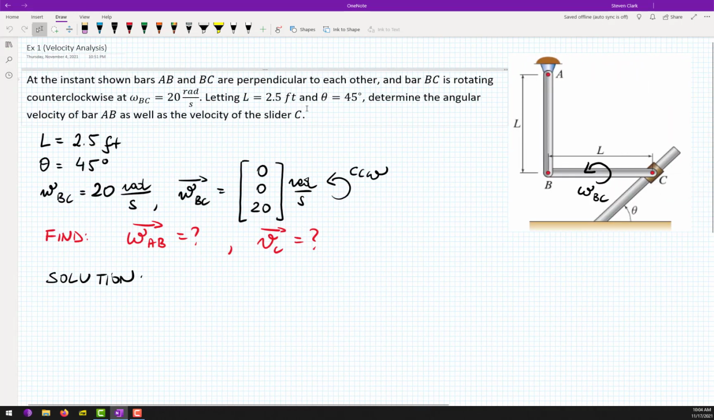The topic of today is instantaneous center of rotation. However, I would like to solve this problem using velocity analysis first, and then we'll solve it again using instantaneous center of rotation. This is my plan for today. You know what to do: read and understand the problem statement. Or if you're watching this video, feel free to pause the video and read it.